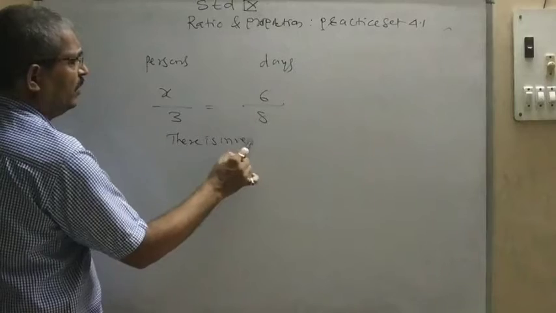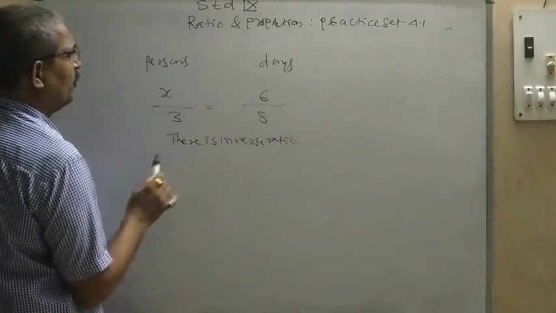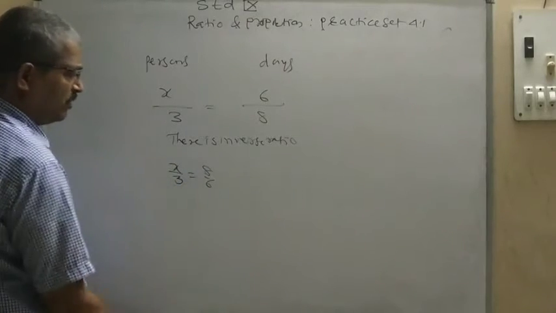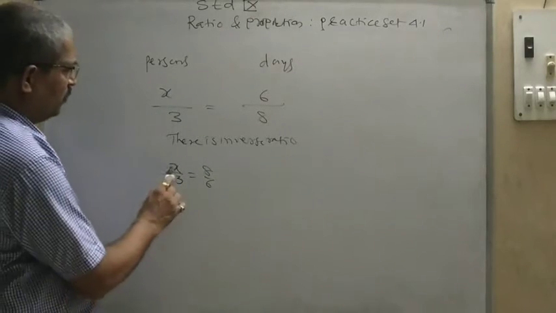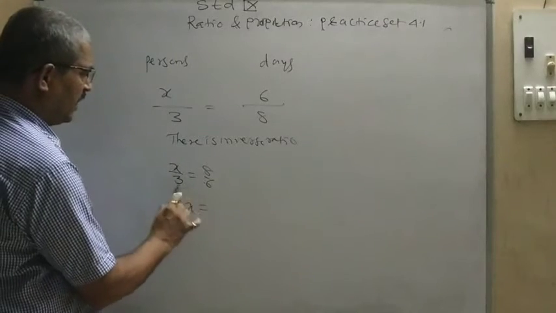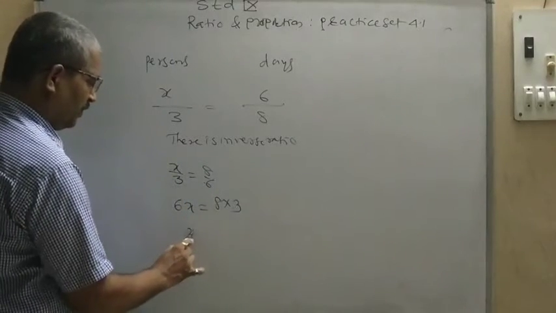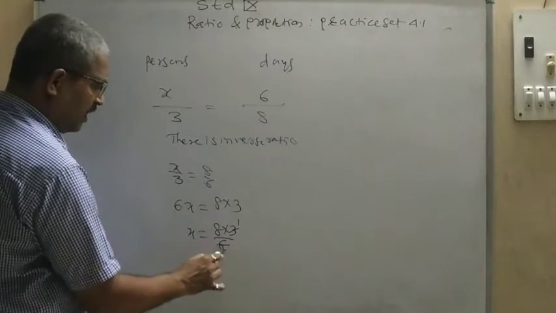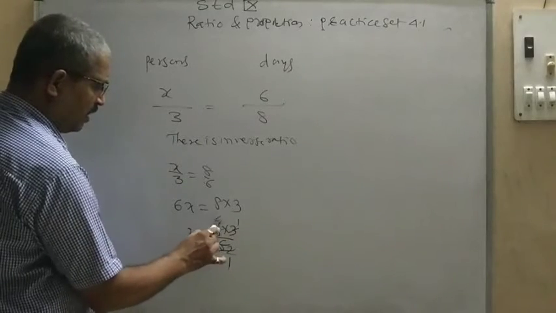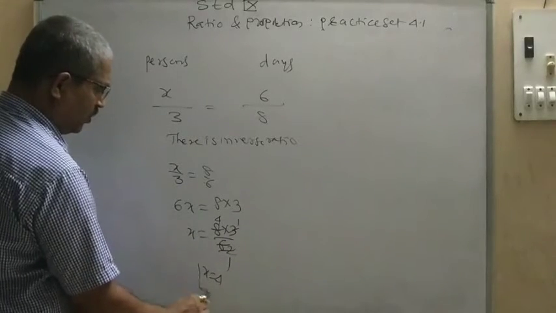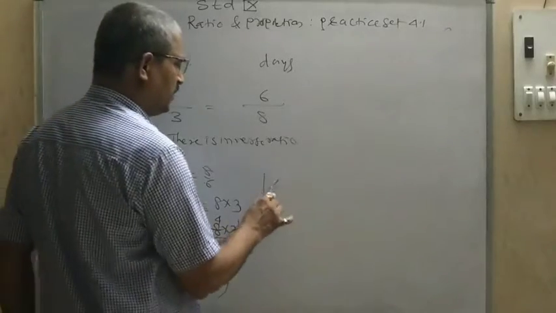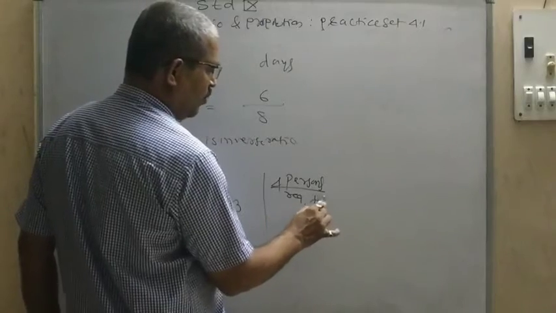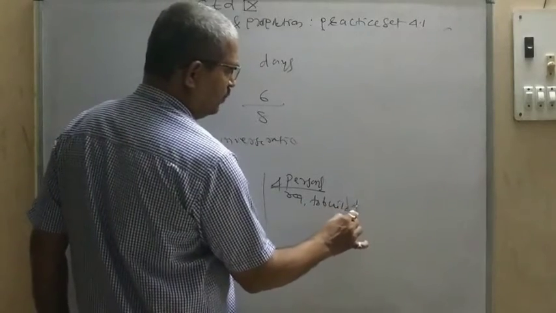There is an inverse ratio, and therefore we take x upon 3 is equal to 8 upon 6. Now do cross multiplication. 6x is equal to 8 into 3. Now x is equal to 8 into 3 divided by 6. 3 ones are 3, 3 twos are 6, 2 ones are 2, 2 fours are 8. x is equal to 4. Means 4 persons are required to build the house.